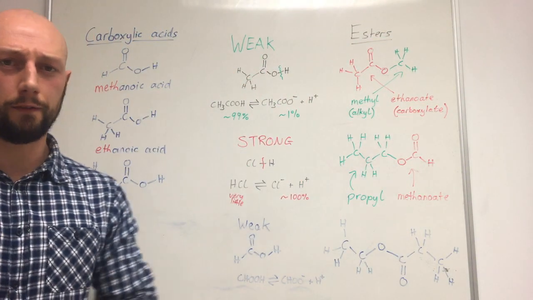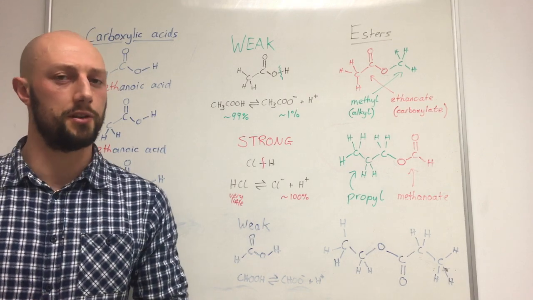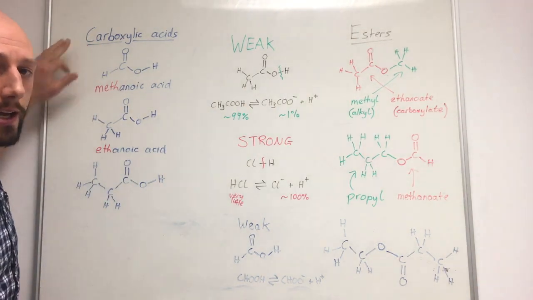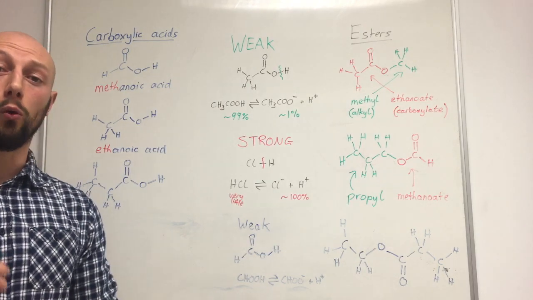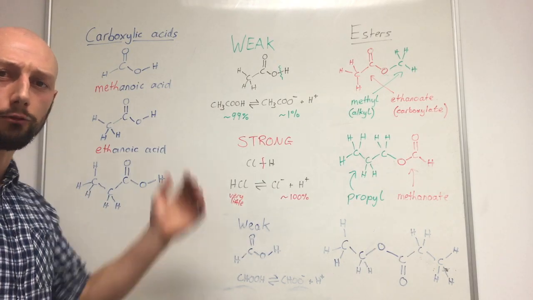Hi Year 11, this is another video of triple science only chemistry content. First we're going to look at carboxylic acids. Carboxylic acids are organic acids. The carboxylic acid group looks like this.